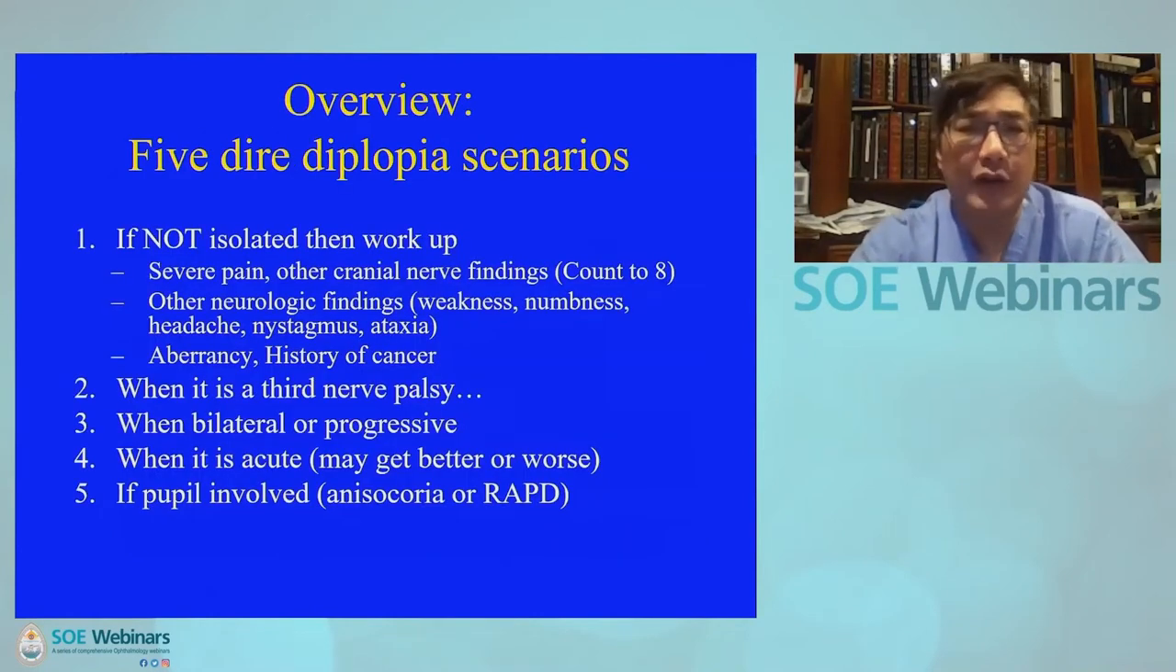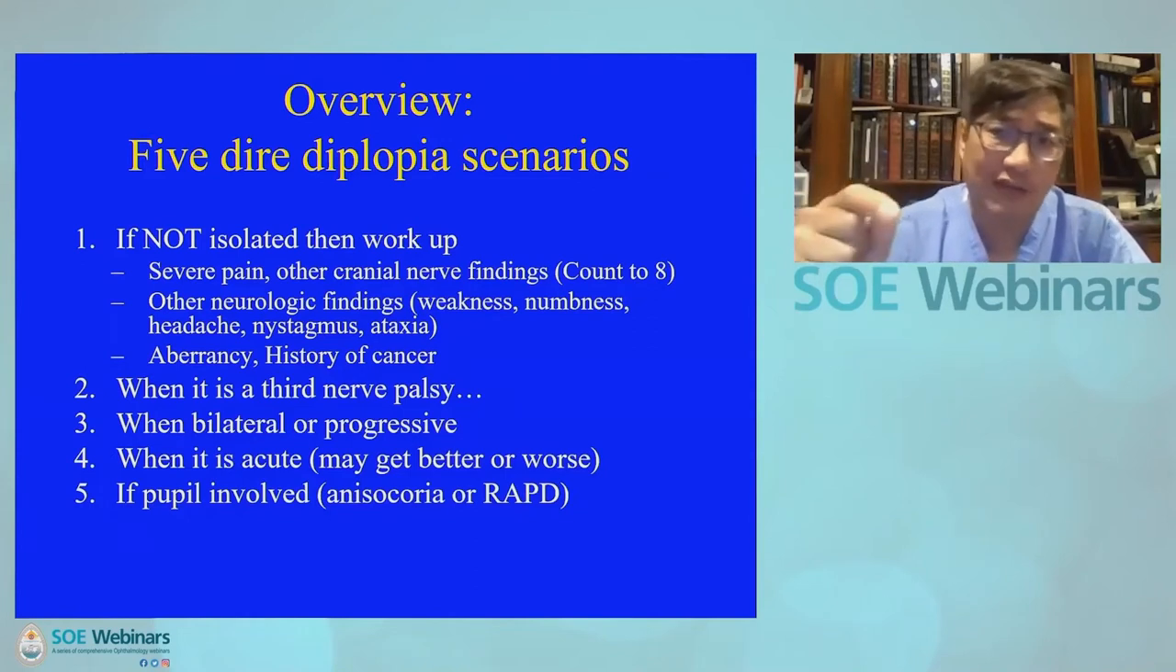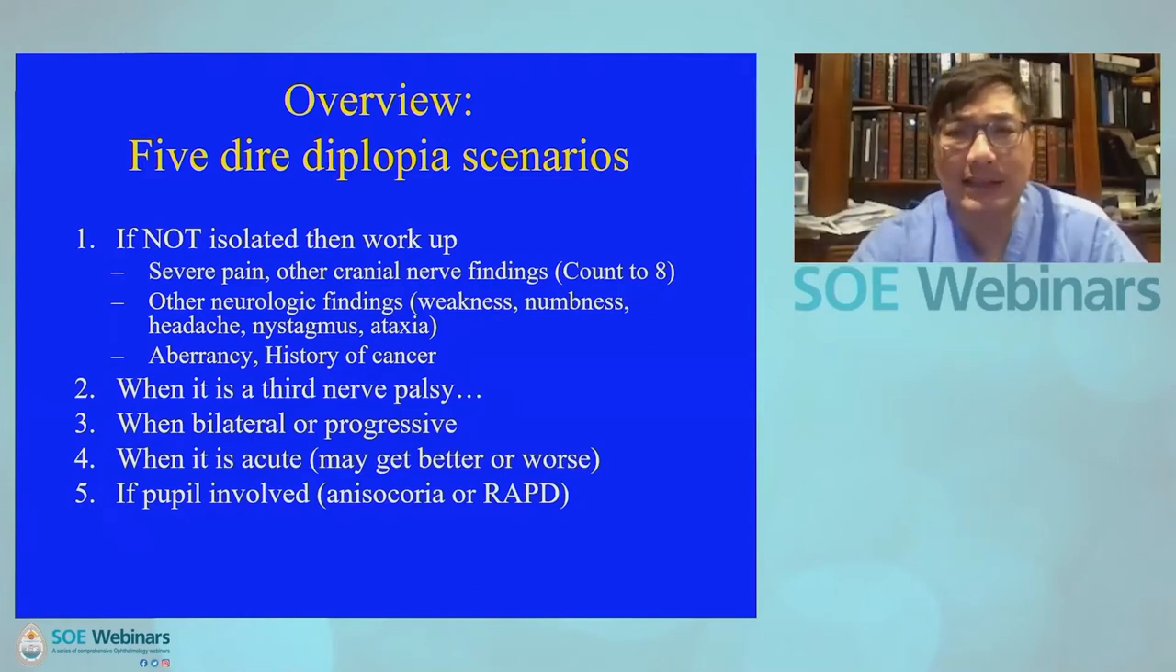So here's the overview. Five dire diplopia scenarios. If it's not isolated, and by not isolated, I mean pain or other cranial nerve palsy, then you should work it up. An ophthalmologist should be able to count to 8: 5, 6, 7, 8. Those are the cranial nerves that are in contiguous nature to each other. And so when you have a 3, a 4, you need to check the 5. When you have a 6, you have to check 5 and 7. And we have to at least get down to 8.